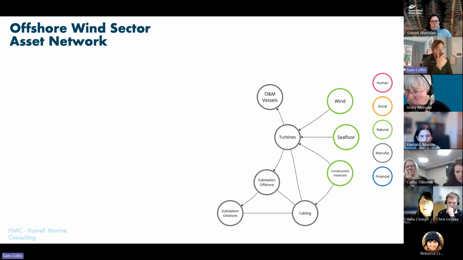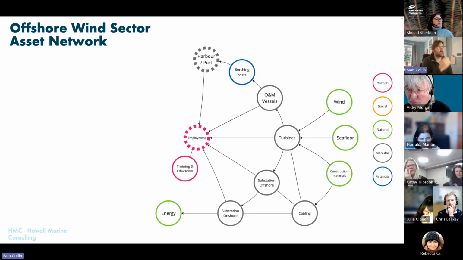And then extending on from the turbines, you have operation and maintenance vessels, you have the onshore and offshore substations, and you have cabling. And then building on from that, at the top, you have harbour and port, and there's a financial implication there for berthing costs for vessels. At the bottom, you have the energy that's produced, which is a natural capital asset. And in the center, you have your human capital, which are the people employed to work within the operation and maintenance vessels, the harbours and ports, and working on the turbines.